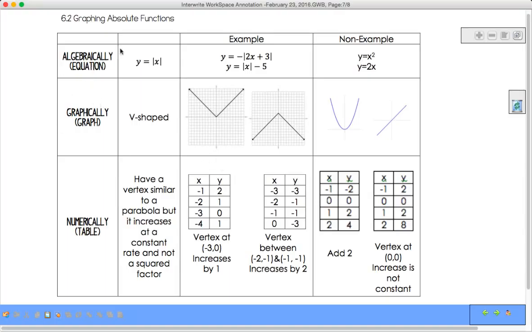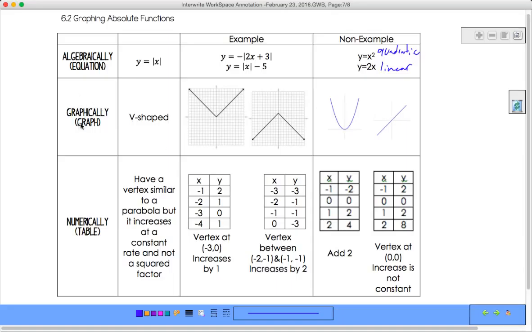Okay, so absolute value, you've seen these before, because we've solved absolute value equations. So they have the two bars. If it doesn't have the two bars, then it's not absolute value. So they can have stuff inside and outside of the bars, but they have to have the two bars to be absolute value. So some non-examples, things that are not absolute value. If it has an x squared, we know that's quadratic. And if it just has x and y with no power, then we know it's linear.